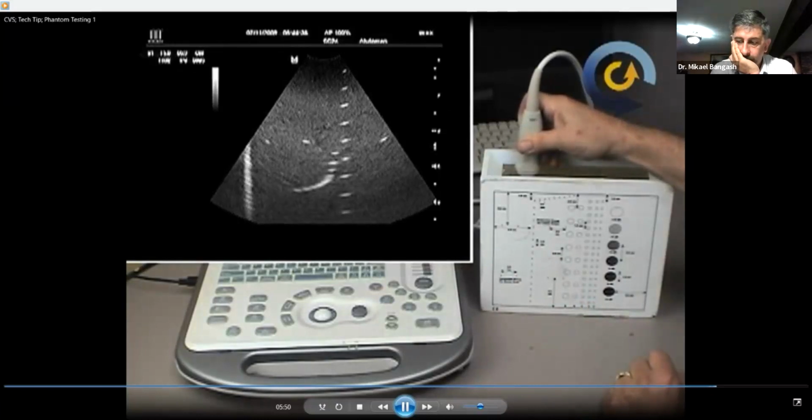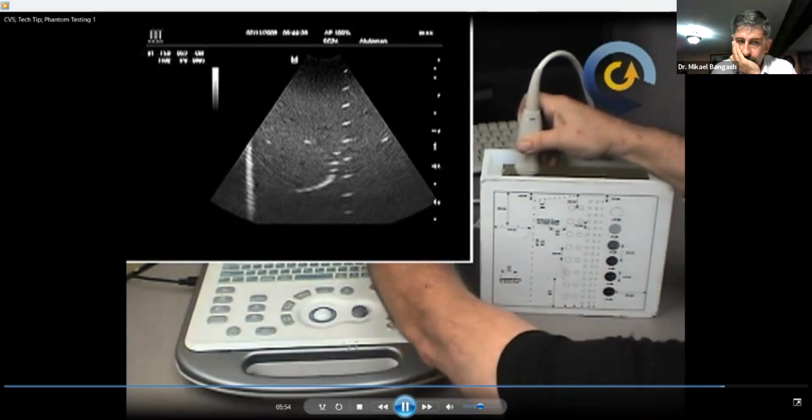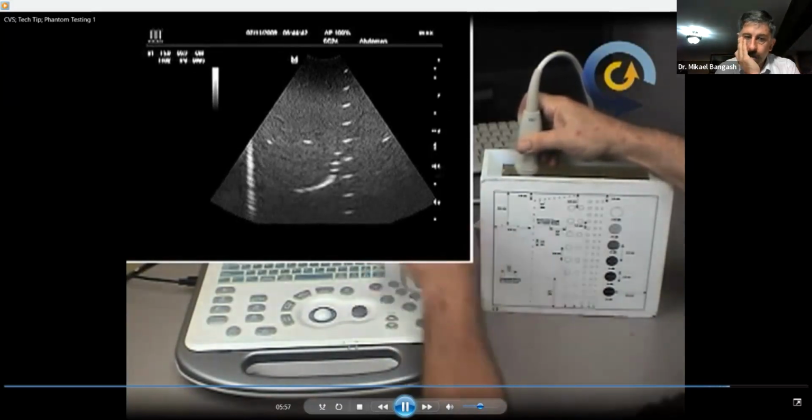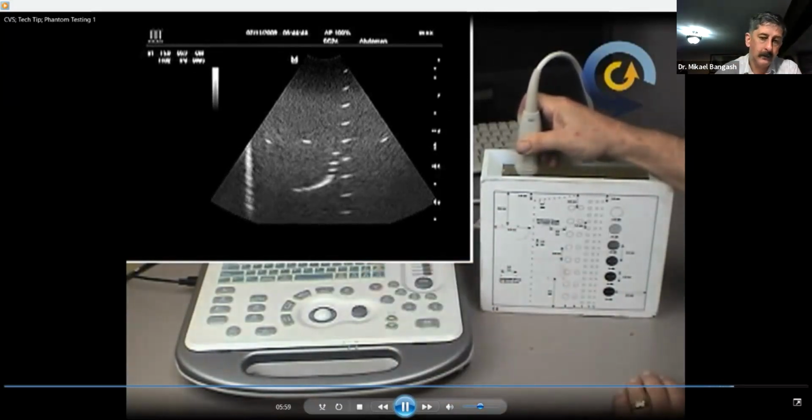What you would do is take a photograph of this, and over time you'd be able to tell if that image is staying the same, if you're losing resolution in one direction or the other, or even if you had dropout along the area somewhere.